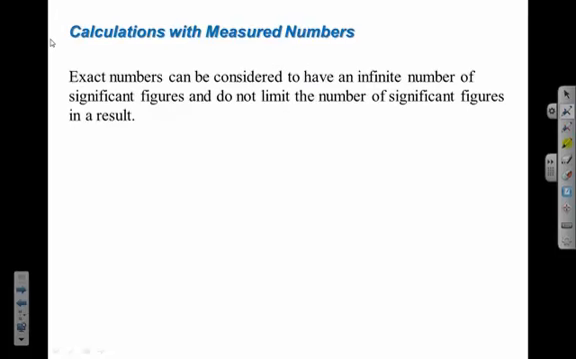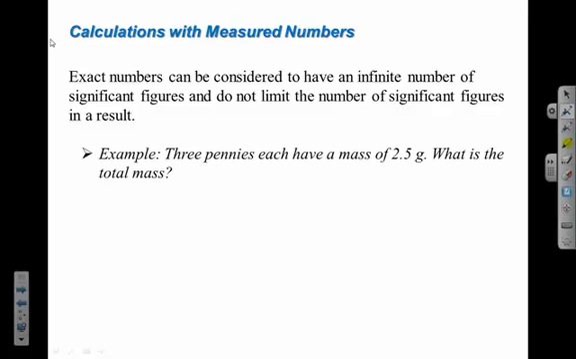All right, so in the case when you have an exact number, like a metric conversion, don't use that to limit any significant figures in your calculation. For example, if you have things you can count. I've got 3 pennies. I can count exactly 3 pennies. Each one has a mass of 2.5 grams. So how would I figure out the total mass? Well, if I've got 3 and each has a mass of 2.5, I'd multiply that together, right? So I'd multiply the 3 pennies times the mass of 2.5 each. If I incorrectly identify 3 pennies as having 1 SigFig, then I would limit my answer to 1 SigFig.